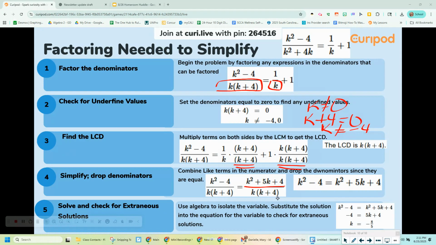Now I have to drop the denominator, and I have this equation left to solve using algebra to isolate the variable. We're going to substitute that solution into the equation for the variable to check it. When I solve it, I get k equals -8/5. If I plug in that -8/5, I do find that it is a solution. We're going to continue practicing that, plugging it in. I'm not going to do it right here, just to save time; we're going to do it on some problems in just a second.